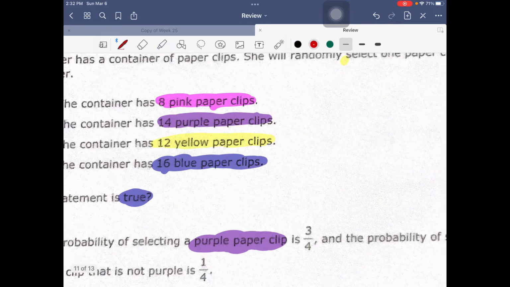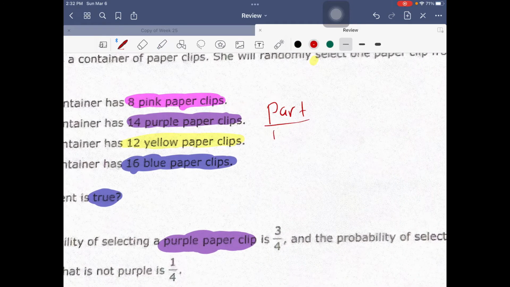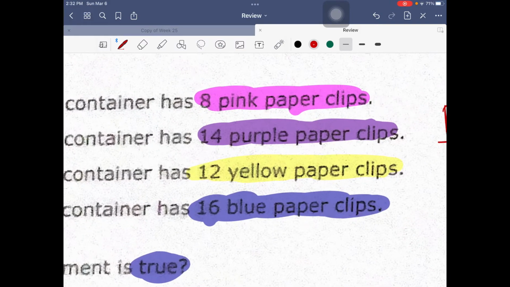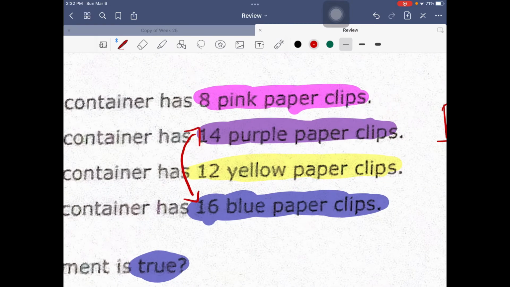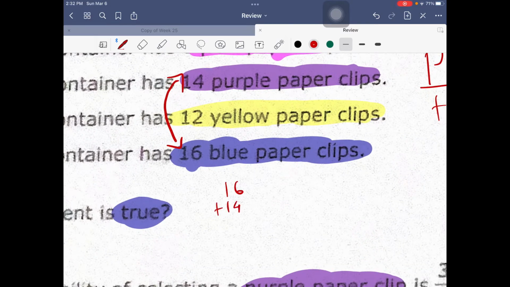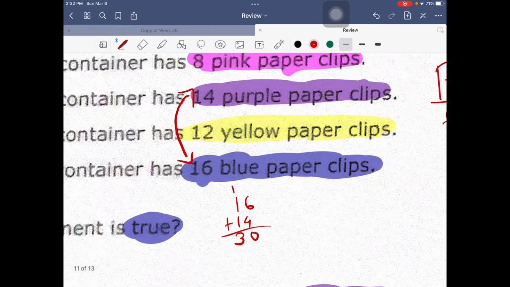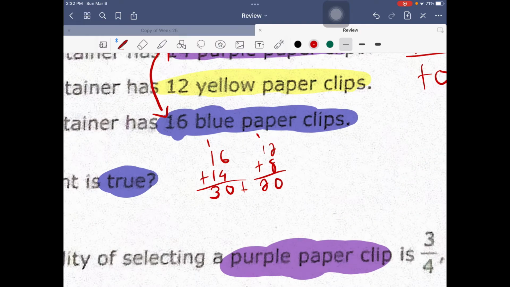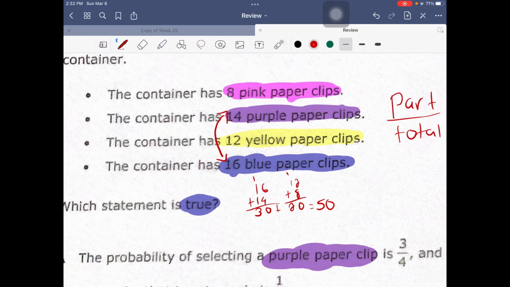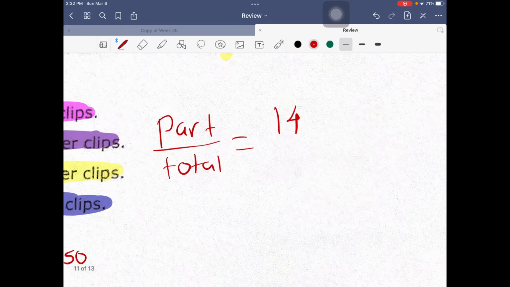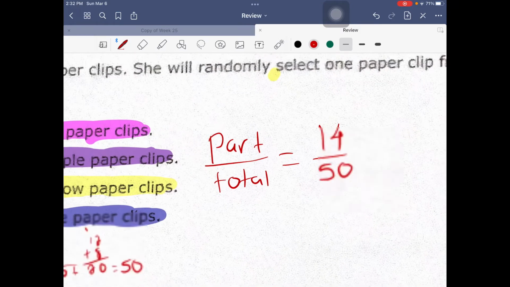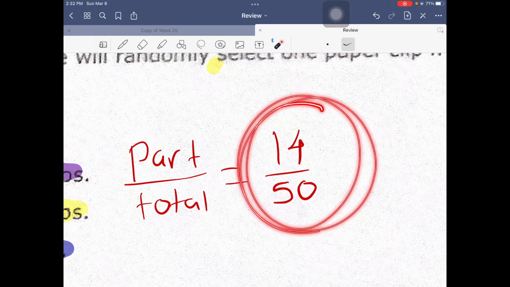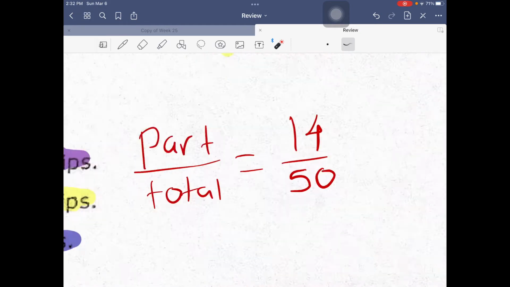How many purple paperclips are there? 14. Out of how many? What's 14 plus 16? 30. What's 12 plus 8? 8 plus 2 is 10. What's 30 plus 20? 50. So that means 14 out of 50. The probability that I get a purple paper clip is 14 out of 50.